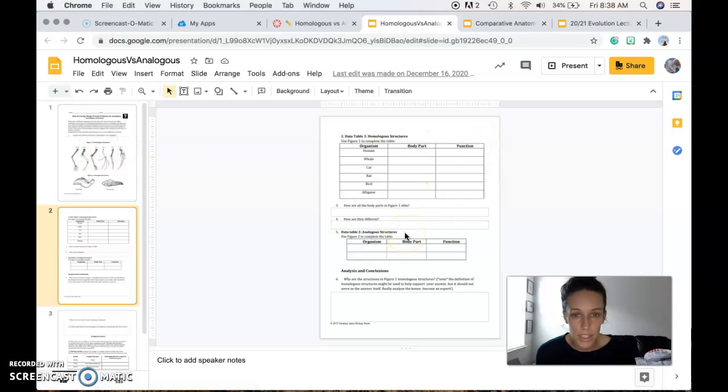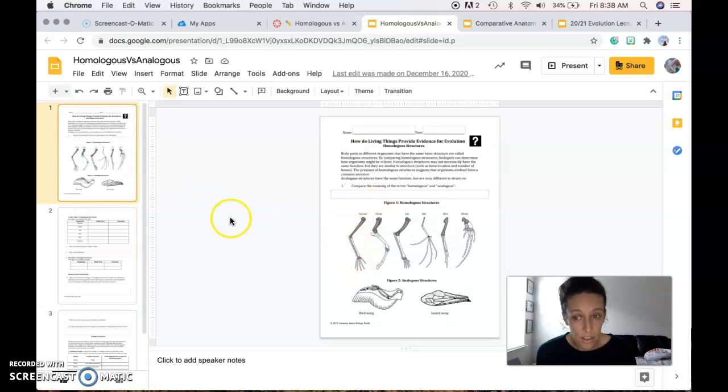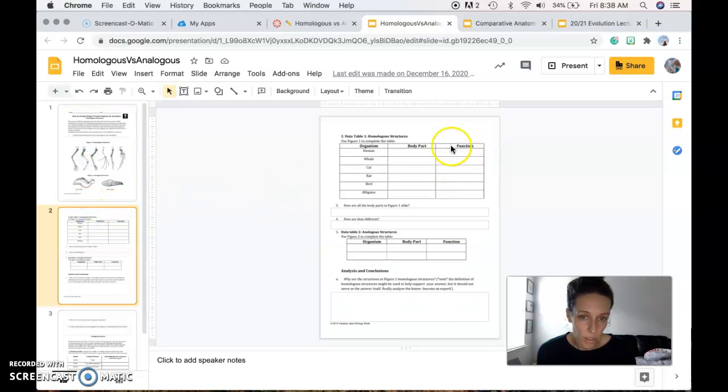We're literally doing the same thing. The human, what body part is it? That's an arm. What is the arm used for? What is its function? And so forth. How are all the body parts in figure 1 alike? How are they different? And then for number 2, use figure 2.